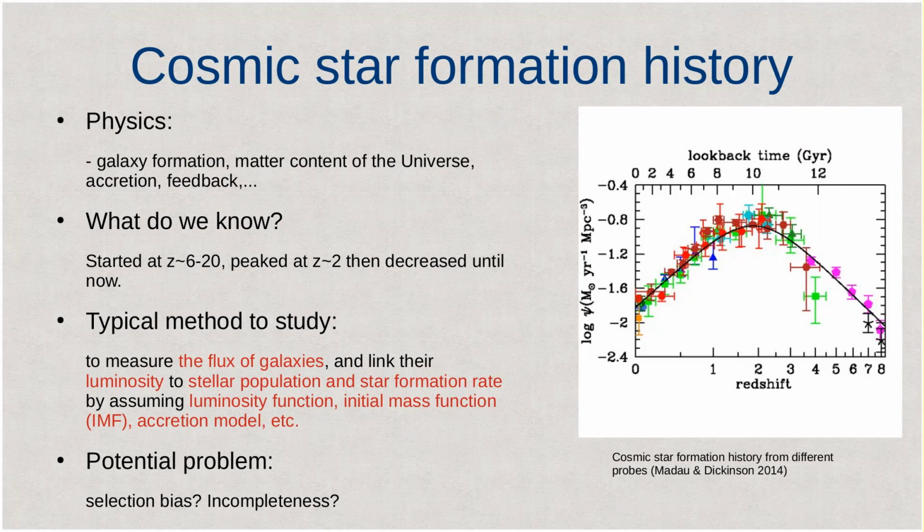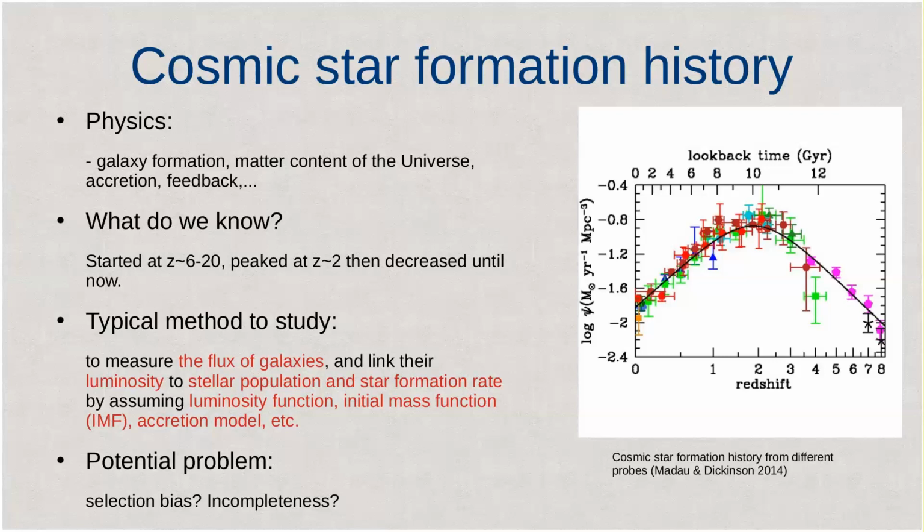According to some previous studies, we currently know that star formation started at redshift about 6 to 20 and increased until redshift around 2, and then decreased until now because there is not enough efficient gas to make stars. There is a typical method to study star formation activity, because we cannot directly see stars forming in distant galaxies. What we do is measure the flux of galaxies and link their luminosity to stellar population and star formation rate by assuming some luminosity function, initial mass function, accretion model, etc.